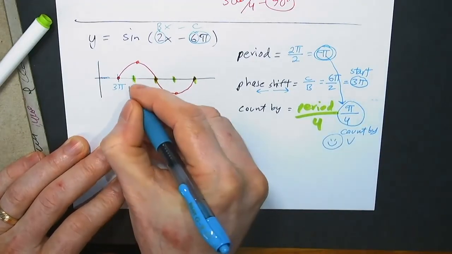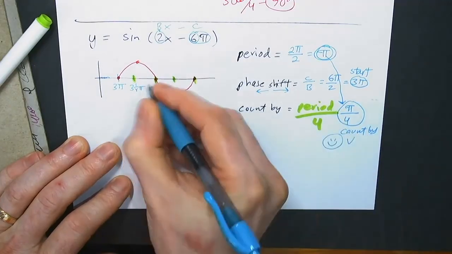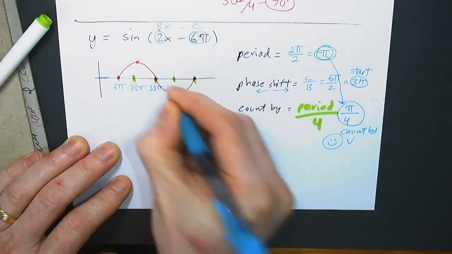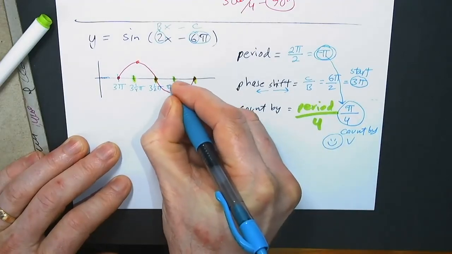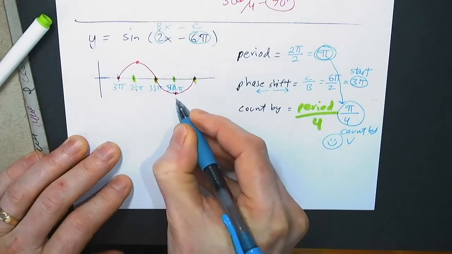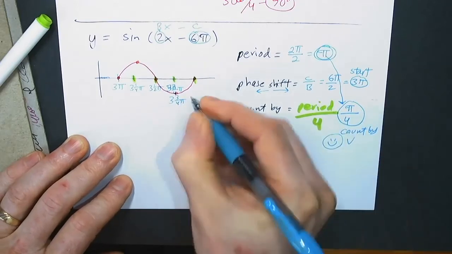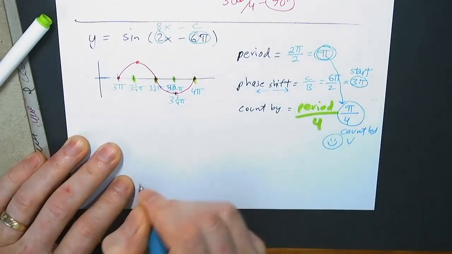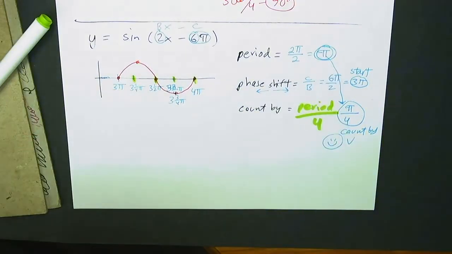So let's see, 3. How about 3 and 1/4 pi? Add another 1/4: 3 and 1/2 pi. Add another 1/4: 3 and 3/4 pi. Add another fourth pi: 4 pi. Hey, that works. From 3 to 4 is a distance of 1 pi. Ta-da!